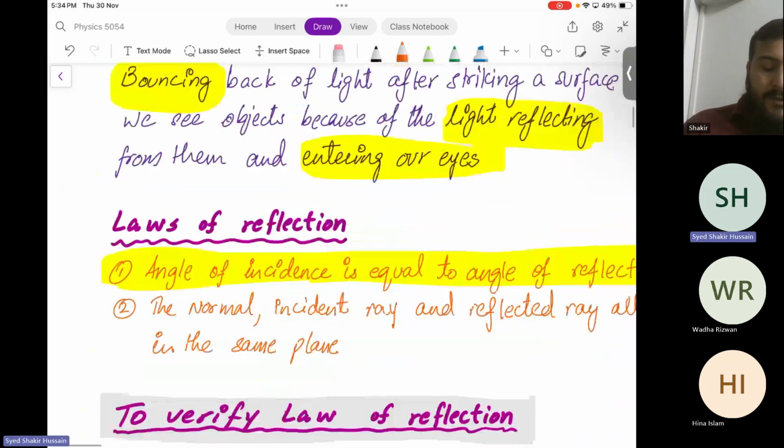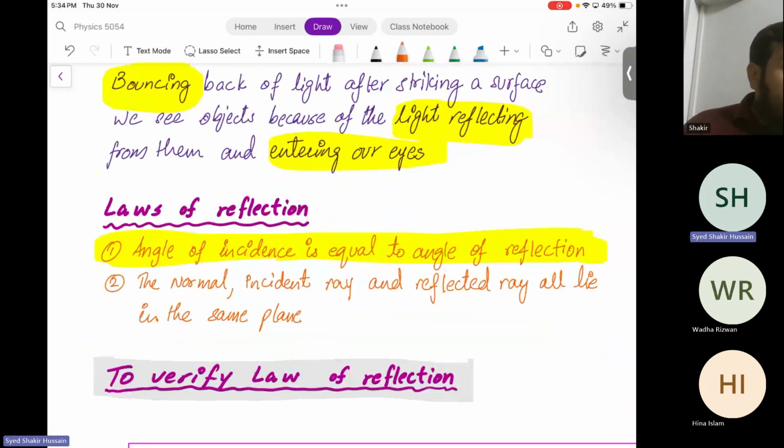Right? So the angle of incidence is equal to the angle of reflection. And then there is this all-time known law that the normal, what is normal? A line 90 degrees to the surface. The normal line, the incident ray, and the reflected ray, they all lie in the same plane. Same plane means same surface. Same plane means you can draw all of them on a single page. Got it?